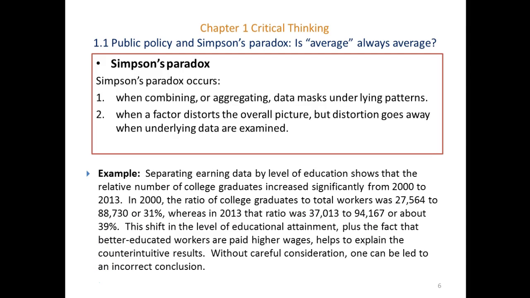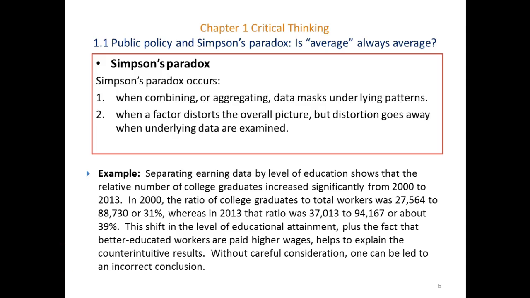The previous example was the example of Simpson's paradox. Simpson's paradox occurs when combining or aggregating data masks underlying patterns. When a factor distorts the overall picture, but the distortion goes away when underlying data are examined.